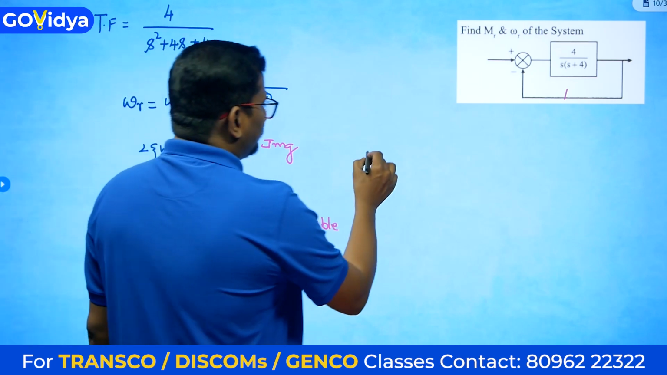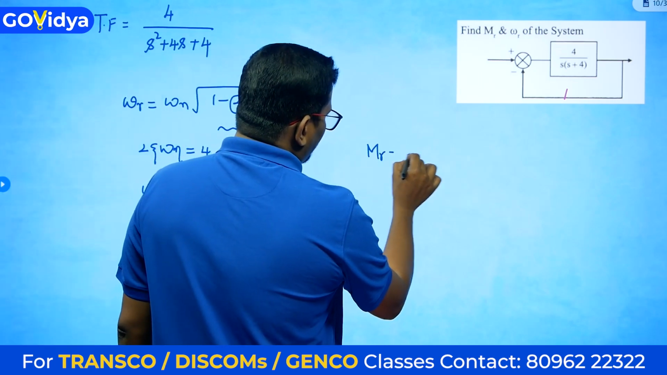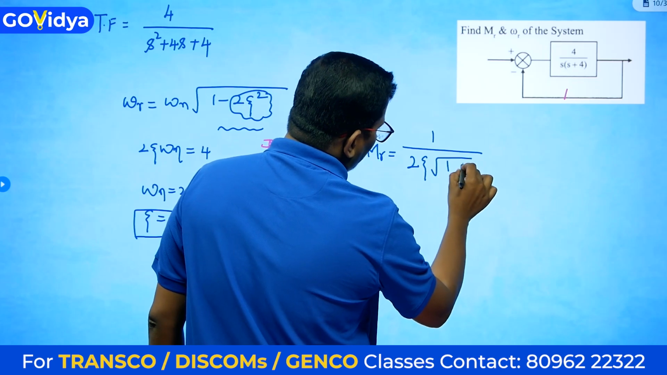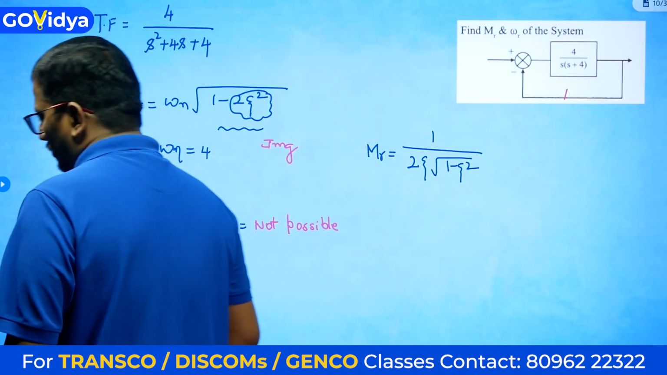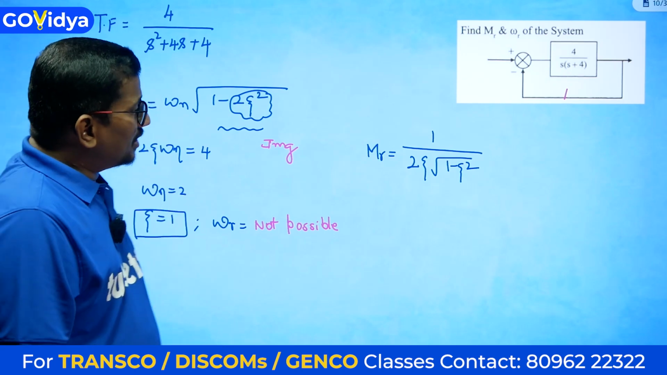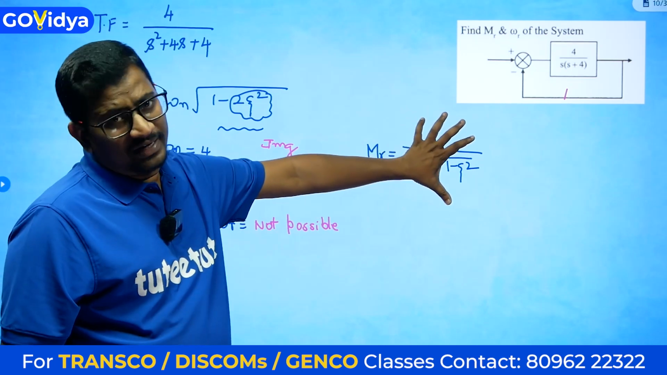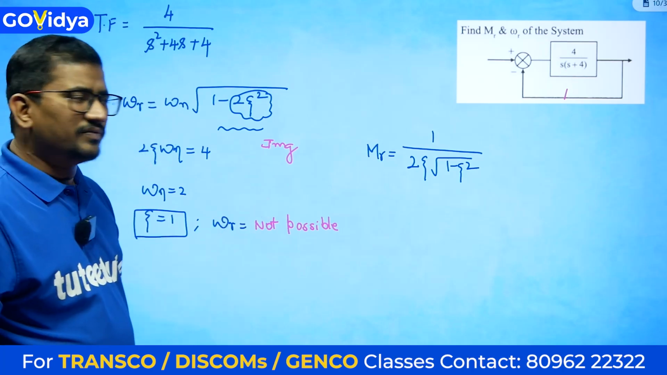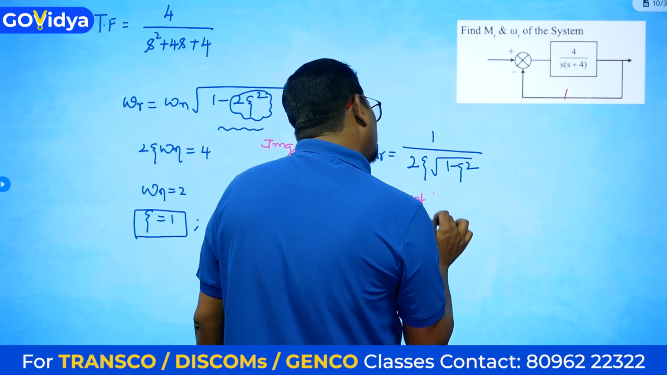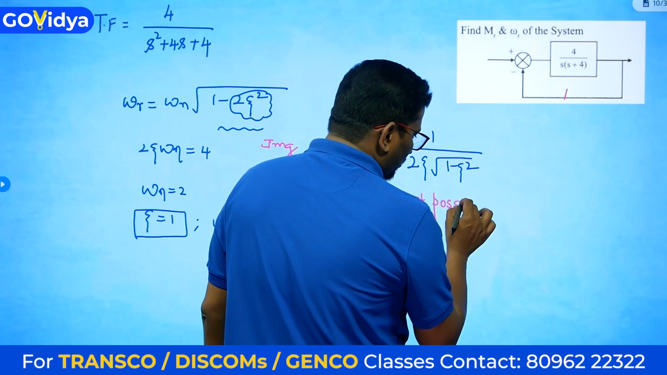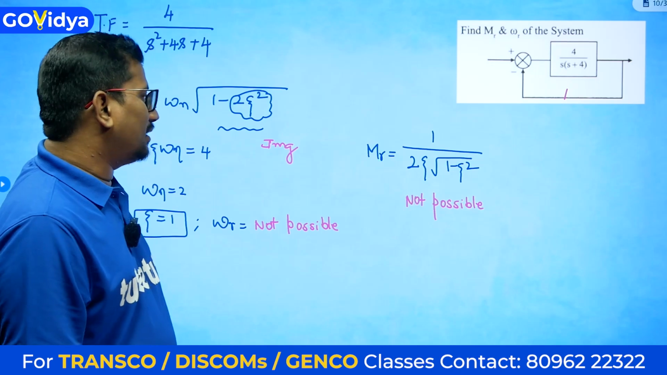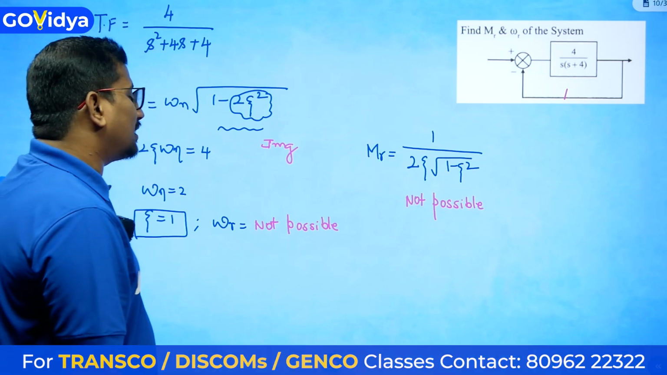Mr is equal to 1 upon 2ζ times the square root of 1 minus ζ². You see, 1 by 2ζ times the square root of 1 minus ζ², what does that mean? So put ζ = 1, Mr is also infinite. Put ζ = 1, Mr is also infinite. So it is also not possible to calculate. Not possible or undetermined, cannot be determined.